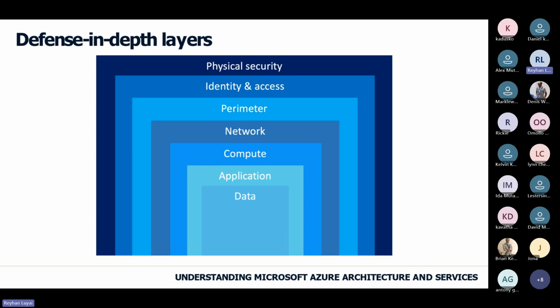And the perimeter layer uses firewalls and other tools to protect against large-scale attacks like DDoS. So these large-scale attacks may involve multiple attempts to gain access. And the network layer controls resource communication through segmentation and access control, like VNet, the virtual network. So the compute layer secures virtual machine access and ensures they are protected by antivirus and anti-malware software. And the application layer ensures applications are secure and free of vulnerabilities.